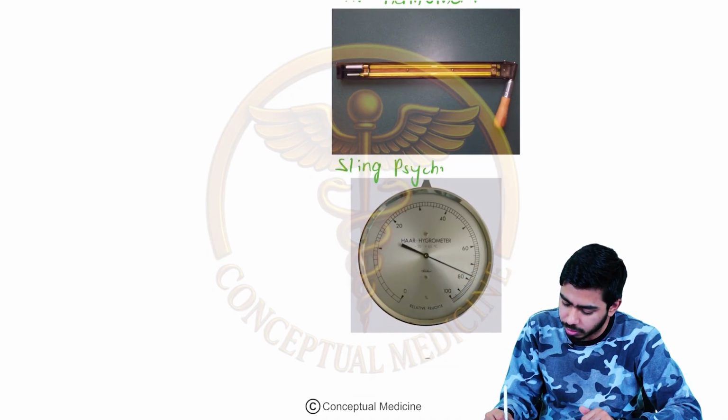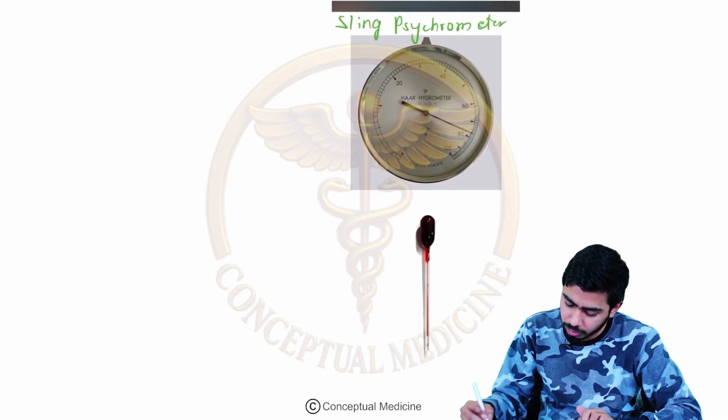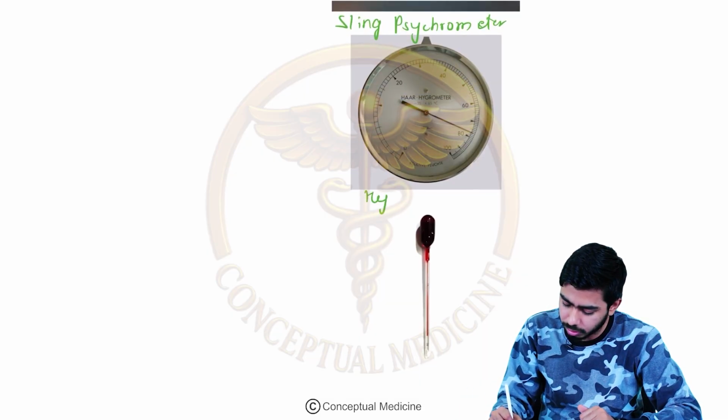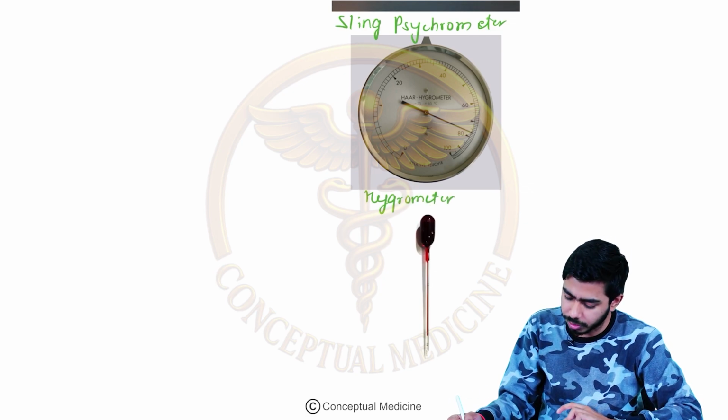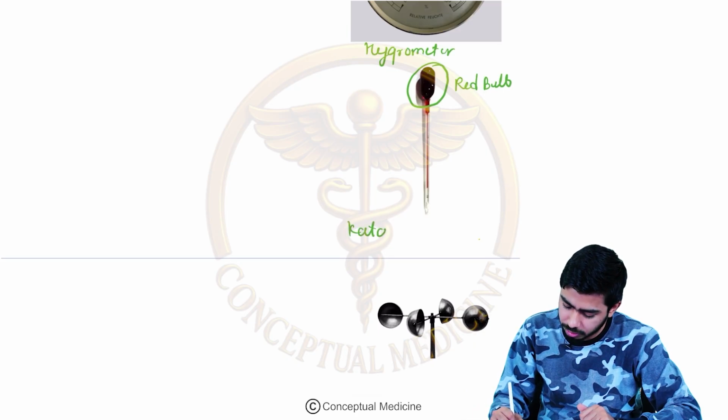This is the sling psychrometer, because they might ask you the images as well, guys. That's why we are just discussing this. Then you can see here, this is the hygrometer, right? Used for the humidity purpose. Now here you are seeing that this is the red color bulb, and this is basically called the Kata thermometer, right?